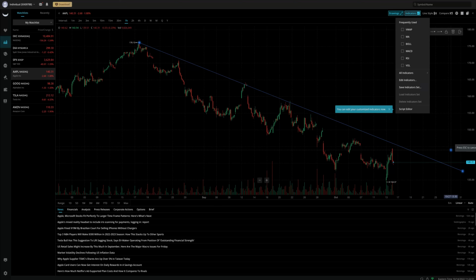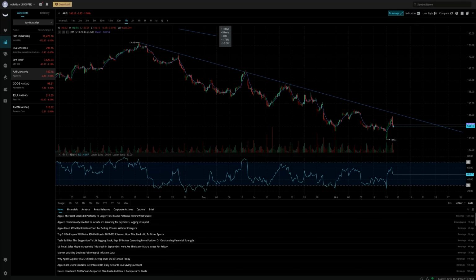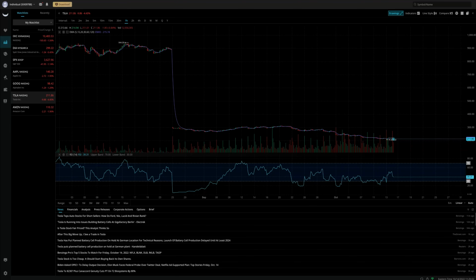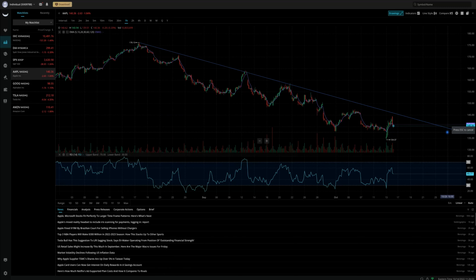To add indicators, click the Indicators tab and choose the ones you want. I will add the Moving Average and RSI. If I switch to another stock, the indicators will remain on my chart. As you can see, I switched to Tesla, and both the RSI and EMA are there. Back to the Apple chart again, we can see that the trend line we added can be seen there as well. So any drawing you do will remain on the chart.